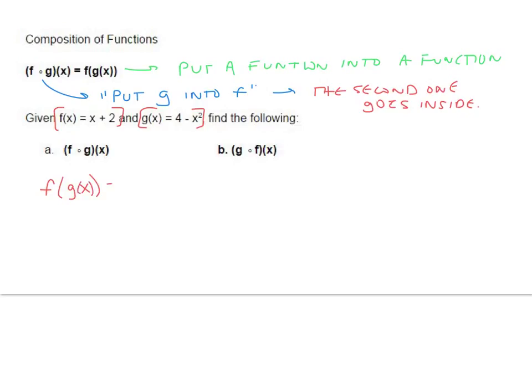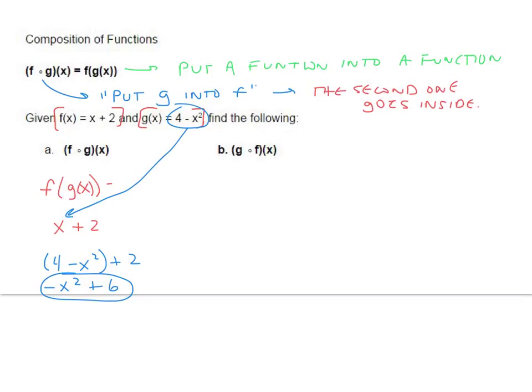So that means I'm taking my f function, x plus 2, and I am going to put 4 minus x squared in for x. And so what I'm going to have is 4 minus x squared plus 2. So literally that function g goes in for x in my first function. And then all I have to do is simplify it. So I have negative x squared plus 6. Okay, so the second one goes into the first one.